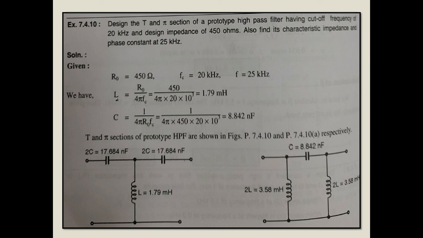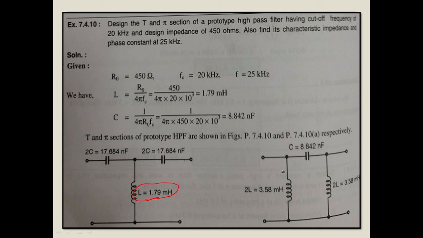Then once you have calculated the value of L and C, you substitute in the circuit diagram. In case of the T section, the value of both the capacitors is 17.684 nanofarad, and here the value of the inductor is L, which is equal to 1.79 millihenry. In case of the pi section, instead of the 2C in the T section, just substitute the value C, which is equal to 8.842 nanofarad. Therefore it's 2L, which is equal to 3.58 millihenry, and here is also 2L, which is equal to 3.58 millihenry.